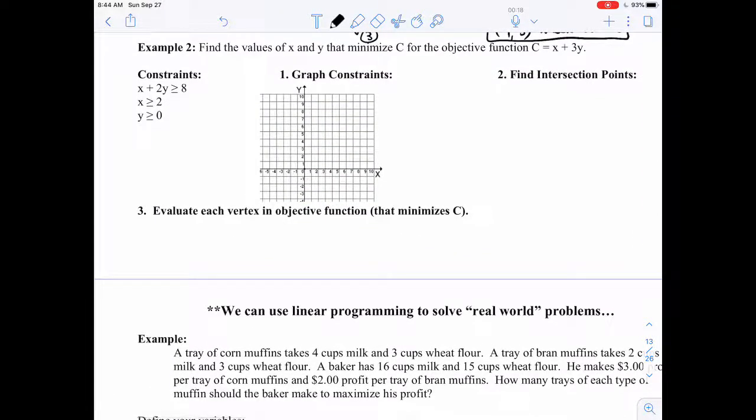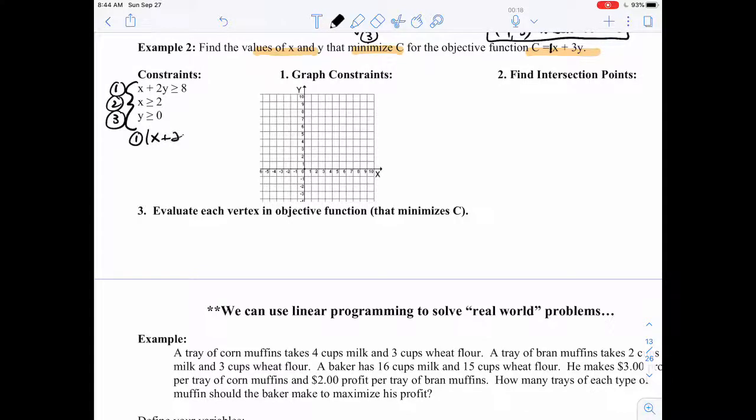In example 2, it wants us to find the values of x and y that minimize c. Our objective function is c equals 1x plus 3y. Again, our constraints, the inequalities that we're given, we are going to label 1, 2, and 3. In this case, we have 3 inequalities.